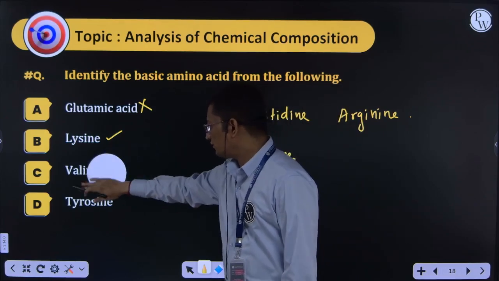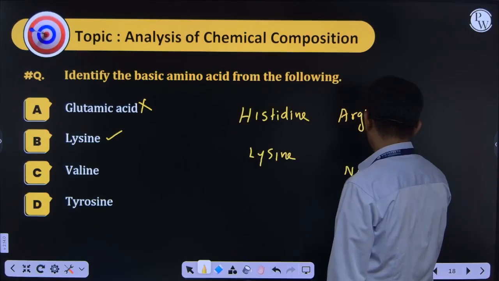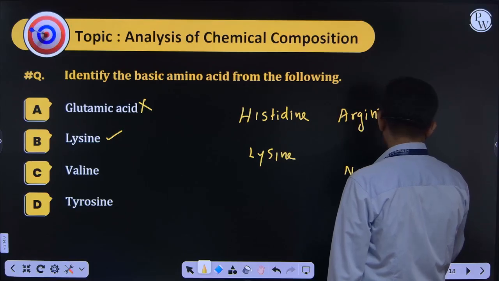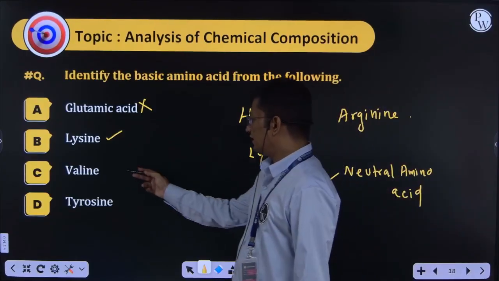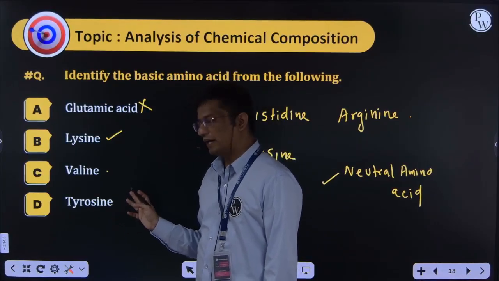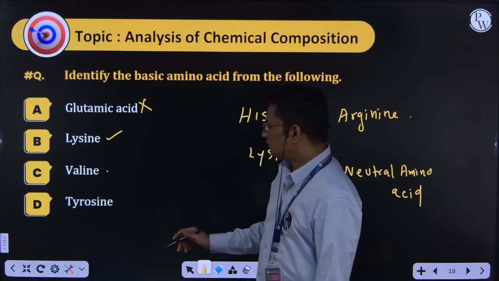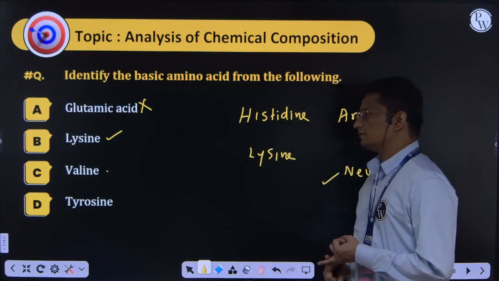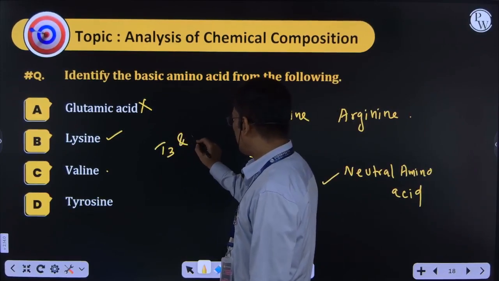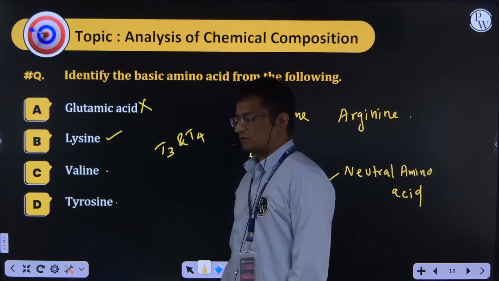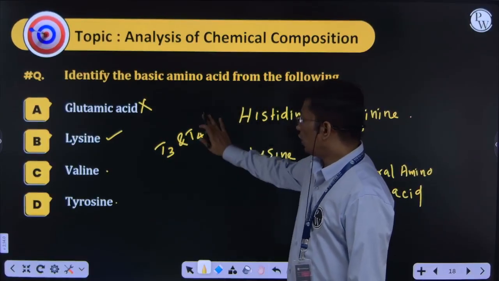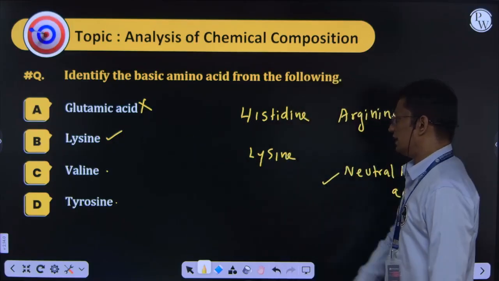Valine is a neutral amino acid. You can expect a question which comes under neutral amino acid. Tyrosine is a non-essential amino acid, and tyrosine is also an aromatic amino acid. From tyrosine, epinephrine, adrenaline, noradrenaline, T3, T4, triiodothyronine and tetraiodothyronine are formed. These are all derived from tyrosine. So tyrosine is aromatic and also non-essential. These are the features. Lysine is the correct answer here.